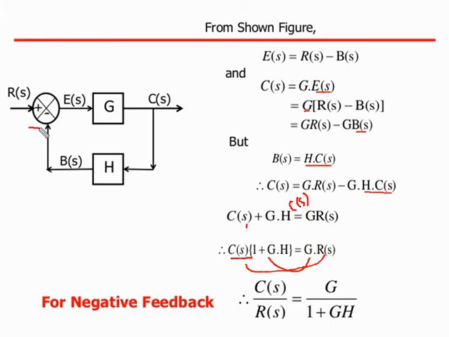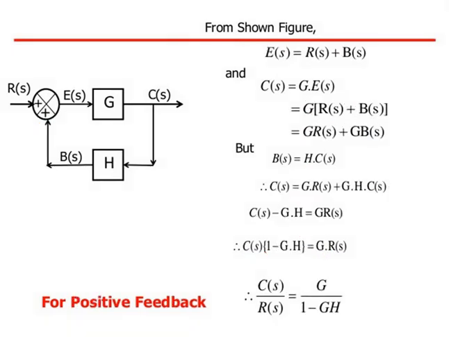So if here is a minus sign, here it becomes plus. So in general, for a negative feedback path, the reduced block diagram of this feedback path element becomes G upon 1 plus GH. If we consider the plus sign, then finally it becomes the minus.